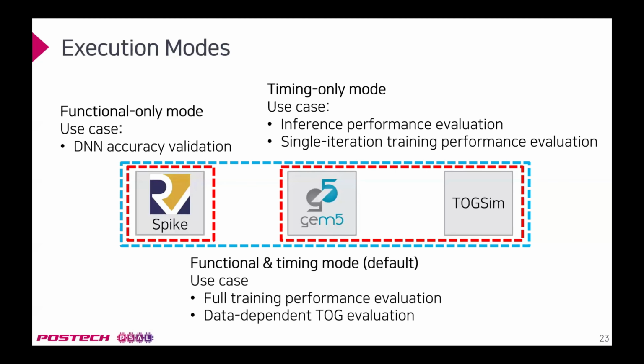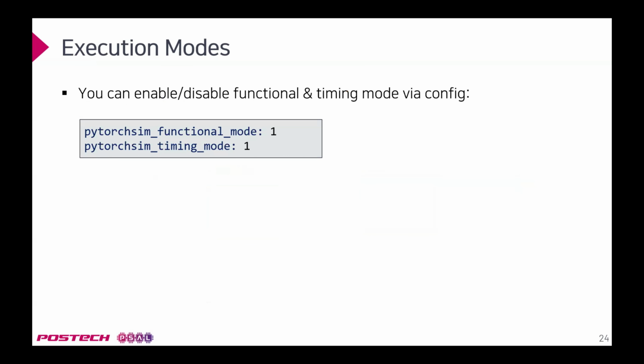The third is functional and timing mode, which is the default. It uses all components, Spike, Gem5, and TorchSim together. This is used for full training performance evaluation and data-dependent workload evaluation, where both correctness and timing matter. You can enable or disable functional and timing mode via PyTorchSim configuration.